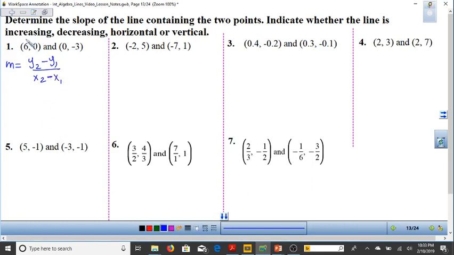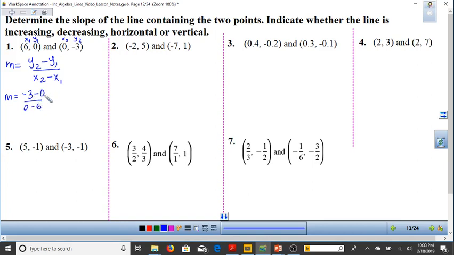You can call either point x1, y1. Just keep the x1s and the y1s together and the x2s and the y2s together. Doesn't matter which point you choose as x1, y1, and x2, y2. Just make sure you're choosing the points together, the x2 and the y2 together. In this case, y2 is -3 minus y1, which is 0. And x2 is 0 minus x1, which is 6.